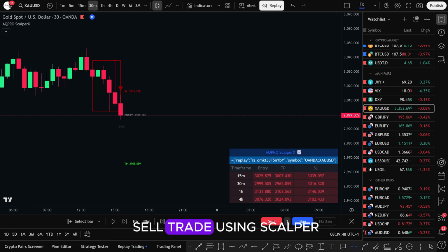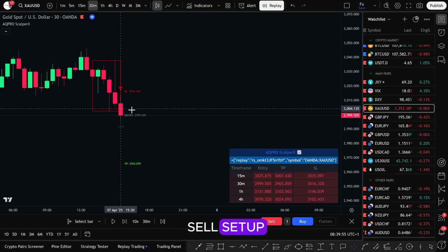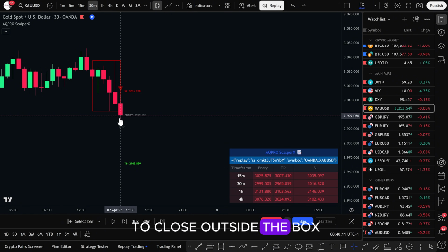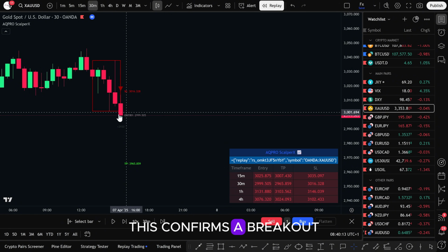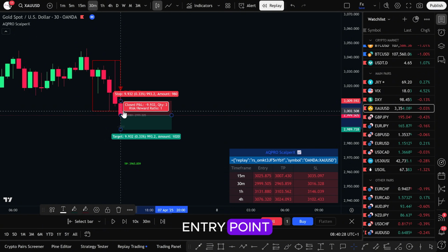How to take a sell trade using ScalperX Indicator. Wait for a red triangle to appear. This signals a valid sell setup. Once you see the red triangle, look for the candlestick to close outside the box. This confirms a breakout to the downside. Now enter your sell trade at the marked entry point.